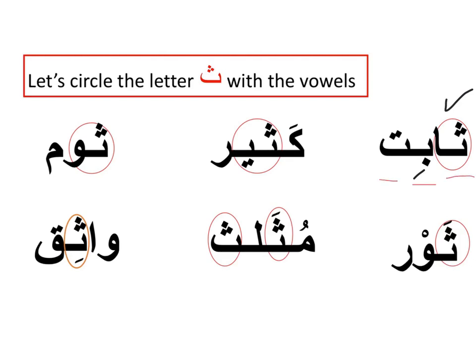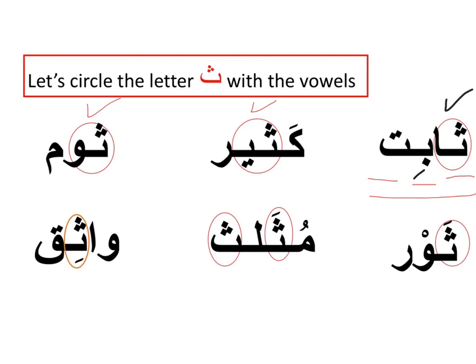ثابت. In the middle here we have tha with the vowel e. Fi. Third word we have tha with the vowel u. Thu.